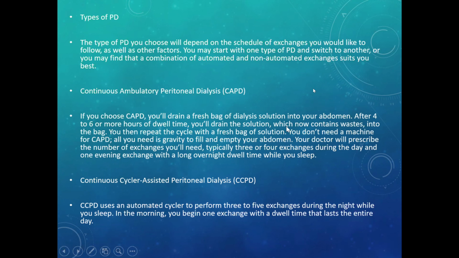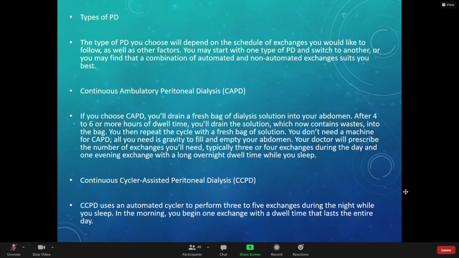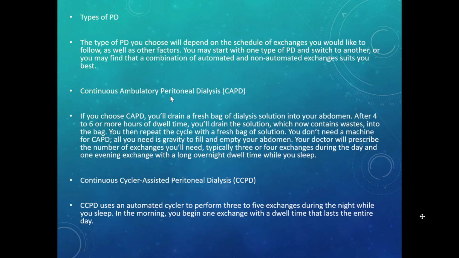kidneys working. Look at this one, the one in the middle, the continuous ambulatory. They can walk around with it. It's a machine that does a lot of the work for the patient. And typically they need 3 or 4 exchanges during the day and 1 exchange at night. And again, a lot of patients like to do the exchanges at night because then they feel a little more independent and able to walk around during the day. So this would be something the physician and patient would decide upon and how this is going to work best for them.